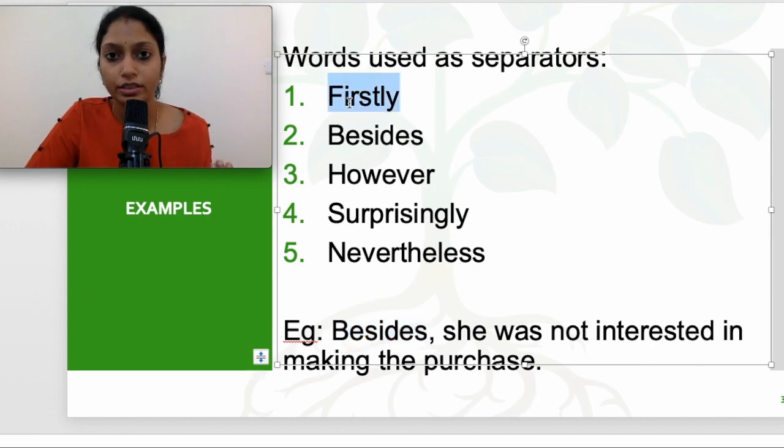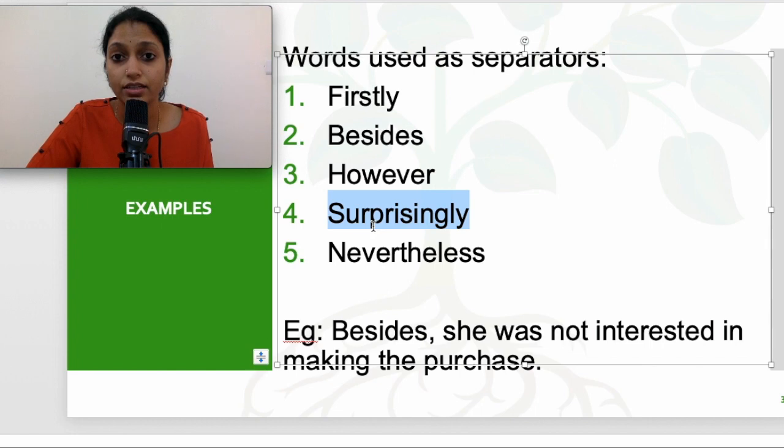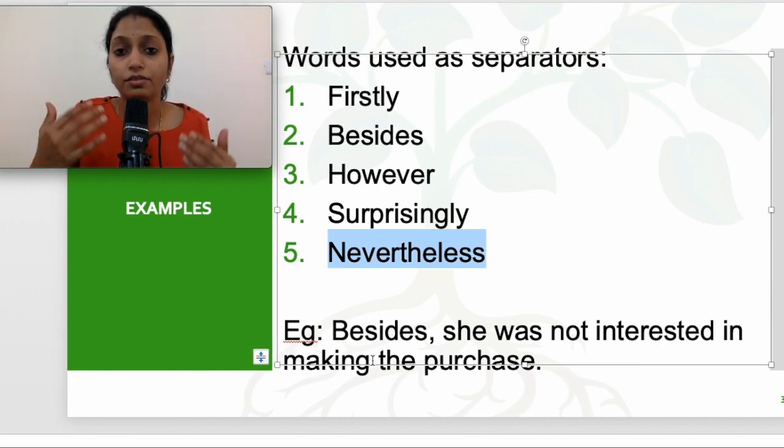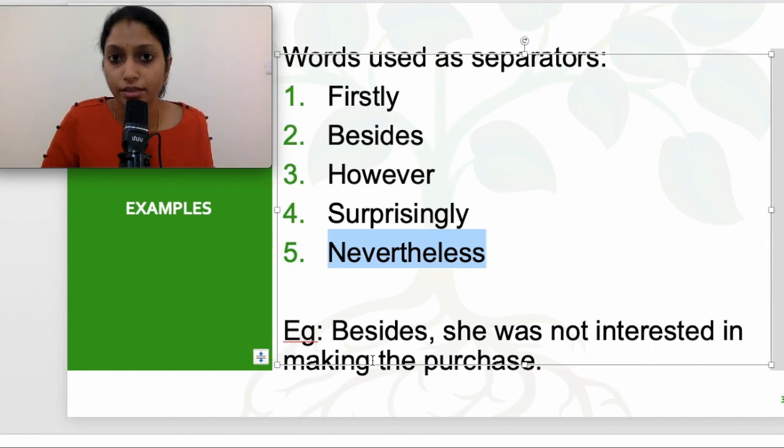Firstly, also indicates that you're giving one reason as to why something can happen. However, is like a contrast. Surprisingly indicates that you are surprised or taken aback by this fact. Right? Nevertheless means however or although, not really contrasting, but whatever you did, this happened. Right? So it's a vague translation of although as a separator. So this is how you use a comma after words that function as separators.